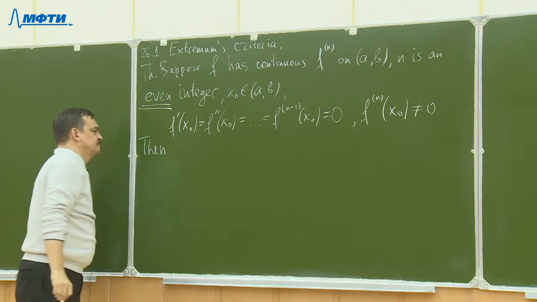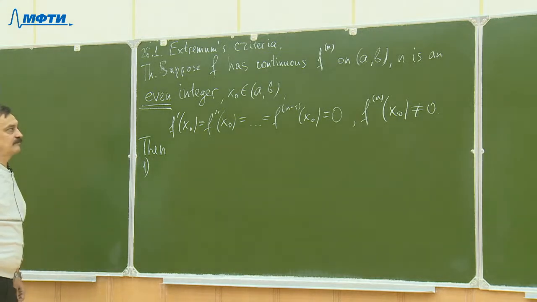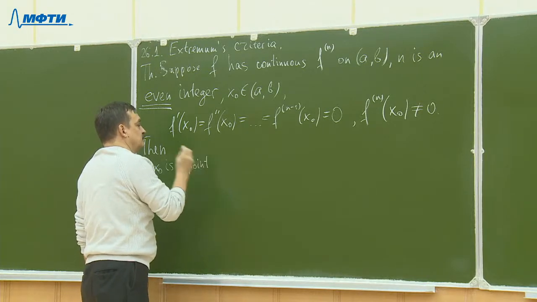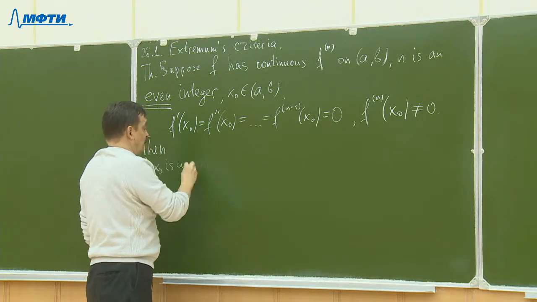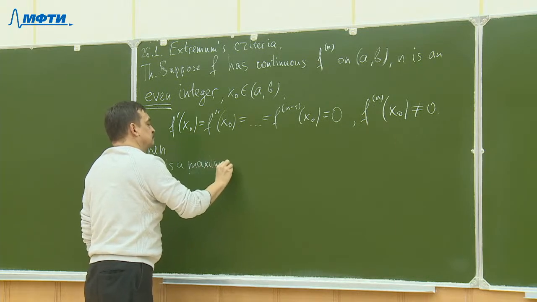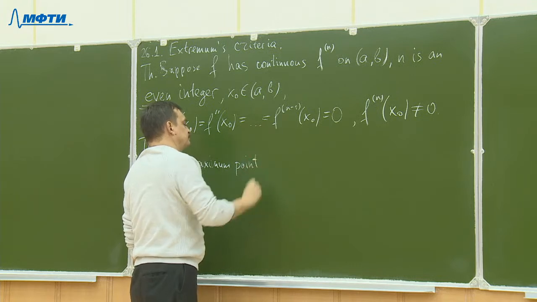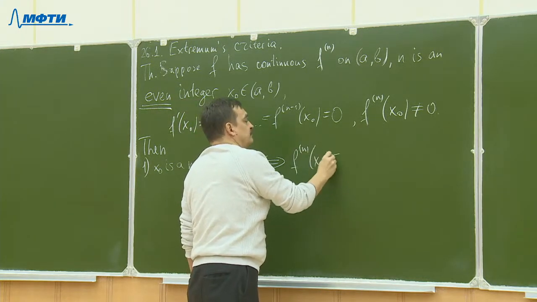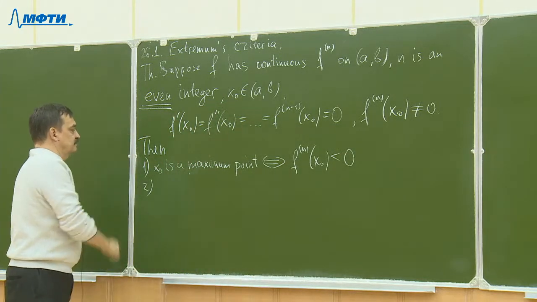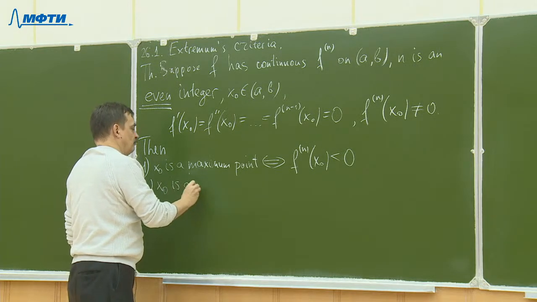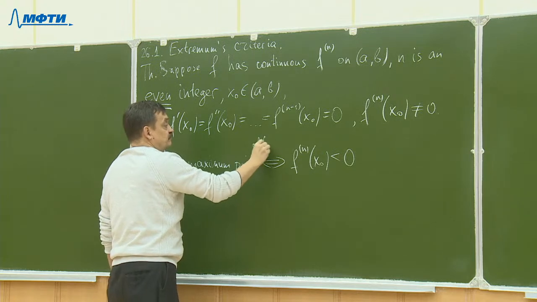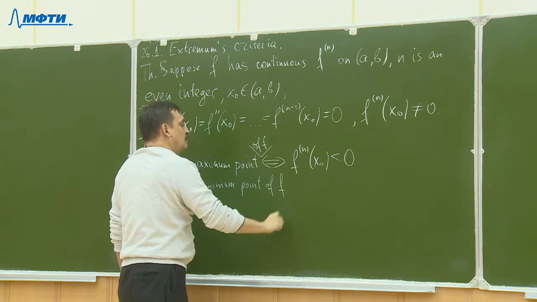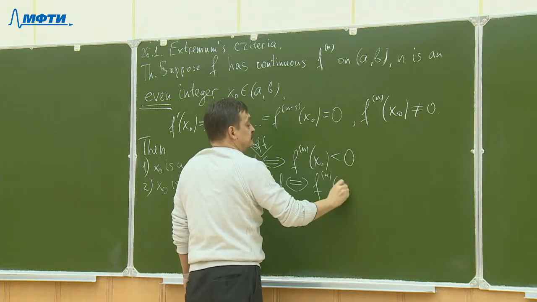Then, first, x naught is a maximum point if and only if nth derivative at x naught is negative. Second, x naught is a minimum point of f, of course, of f. Minimum point if and only if nth derivative is positive.